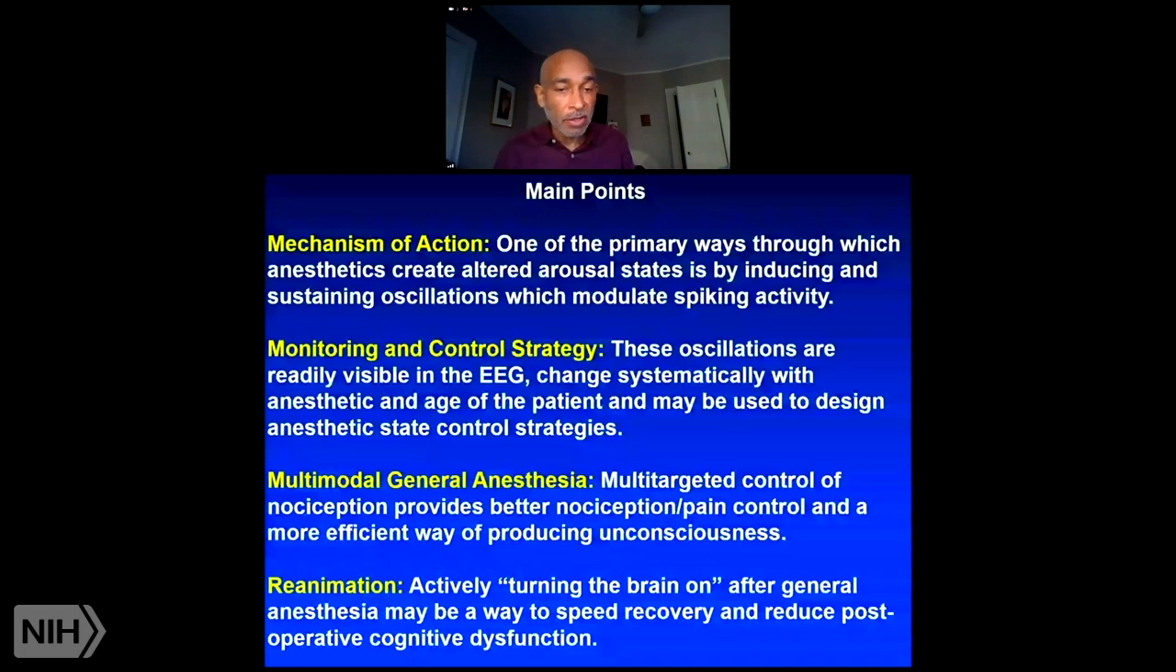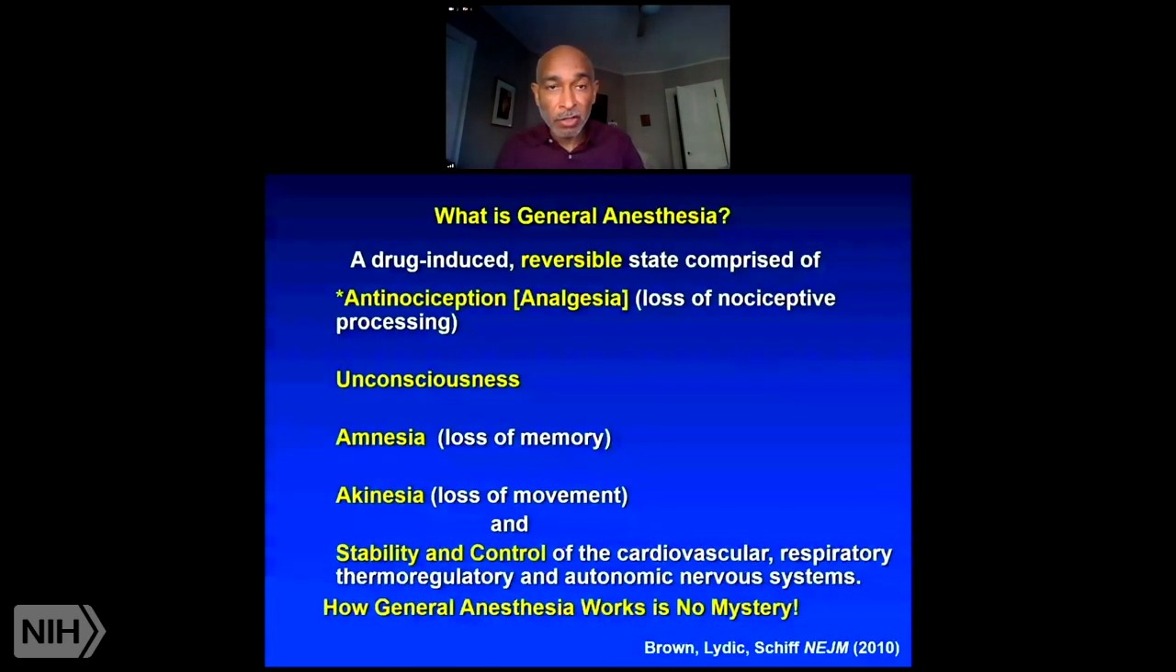We think that this is an idea which can help reduce the cognitive dysfunction that's often seen, particularly in elderly patients after anesthesia. So what is general anesthesia? Well, it's this drug-induced state. It's reversible. It consists of anti-nociception, meaning control of the nociceptive processing, unconsciousness, amnesia, akinesia. We do that while we maintain stability and control of the physiologic systems, and it's reversible. We bring you in, we bring you out, and it's drug-induced and drug-maintained, I should say also.